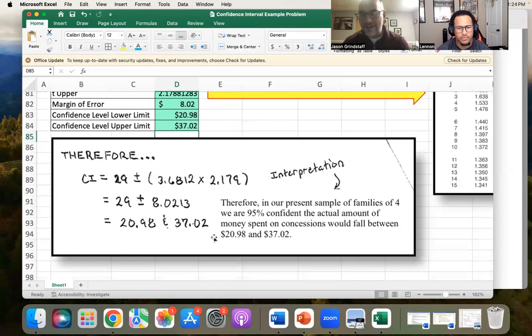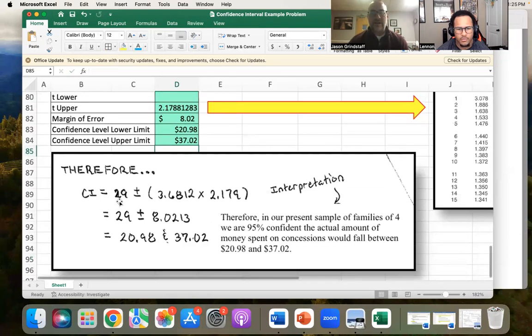So now what does that mean? It's all good and well to calculate it, but you got to know what it means, right? So we could write that out. My confidence interval is actually 29 plus or minus that margin of error. Once I solve this, you get 8.02. So $29 plus $8.02. So on the low end, that's $20.98. And on the upper end, $37.02.